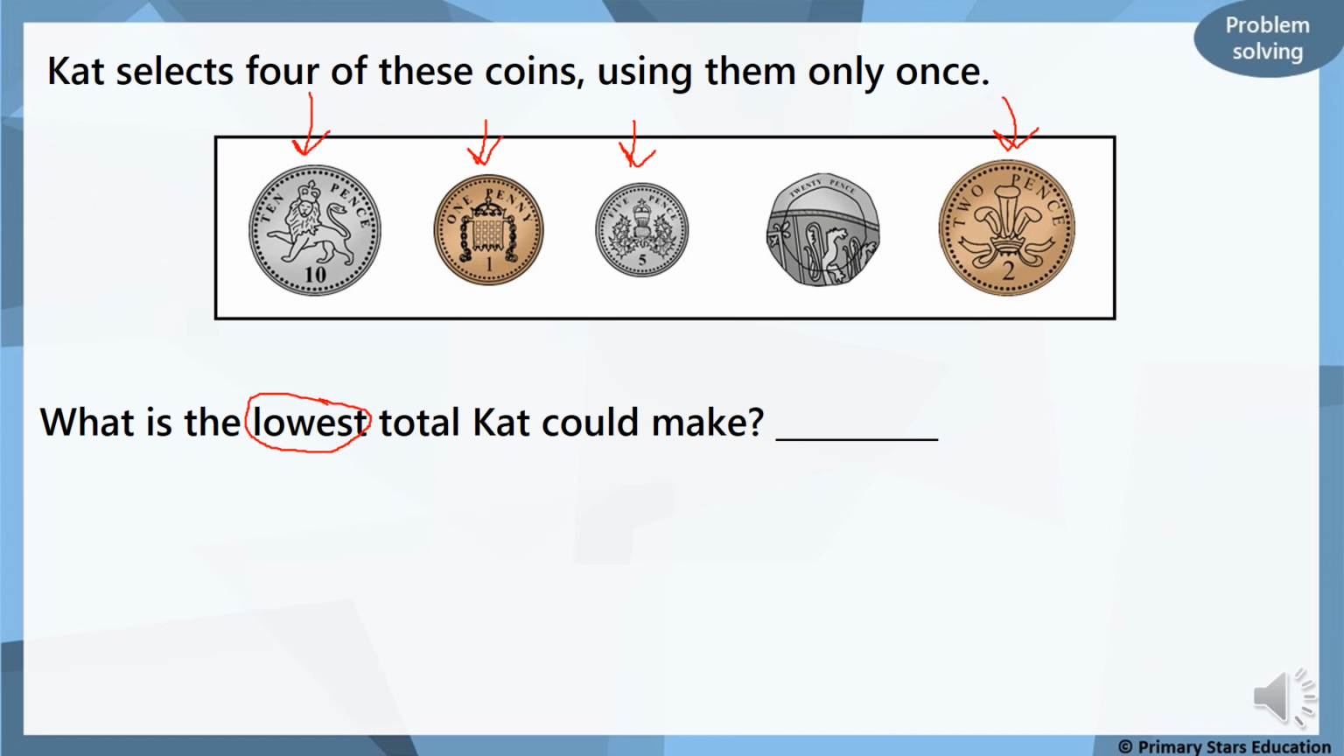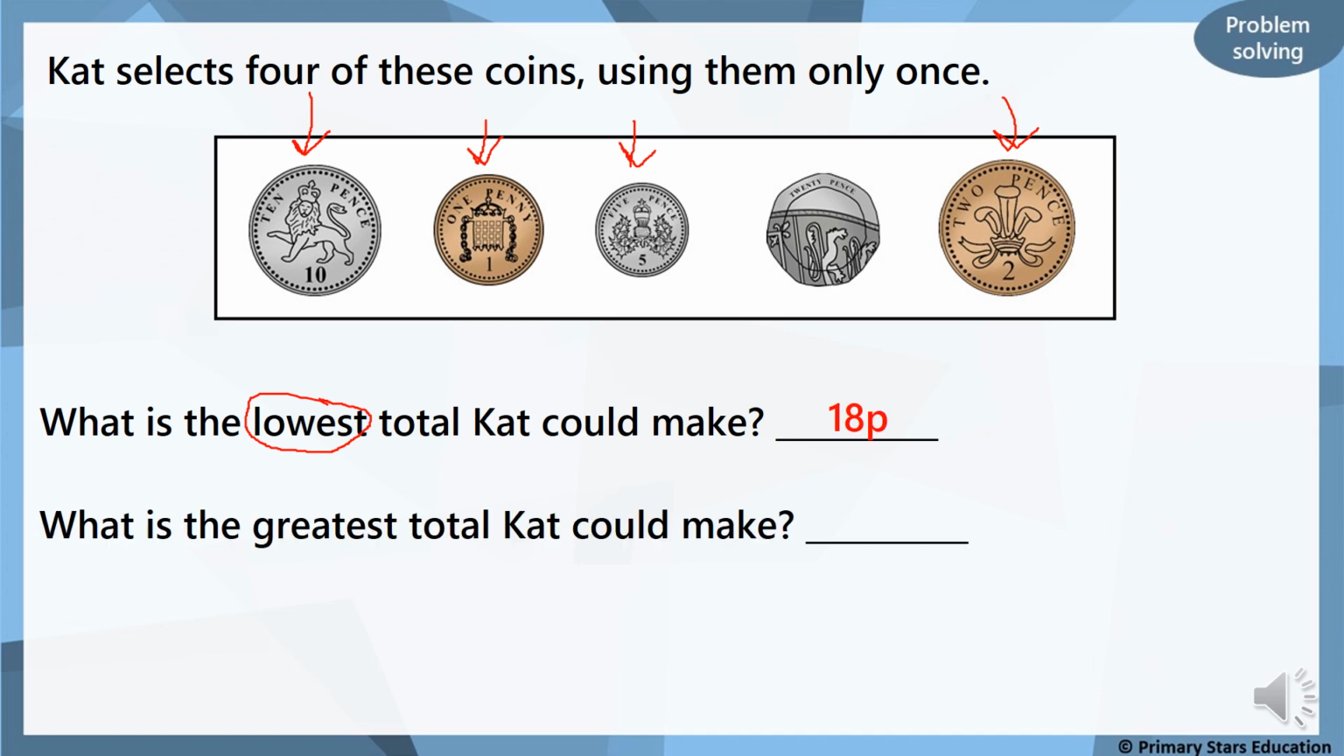So what's the lowest she could make? Let's add those coins together. 18p, yeah, well done. So what's the highest total she could make? So this time we're looking for the 4 coins with the highest value. Now we didn't use that 20p last time, so let's go for the 20p. What's the next lowest value? You can use your 10p. The lowest value after that is your 5p. And then we've got our 2p coin. So add those coins up for me. You have 37p.